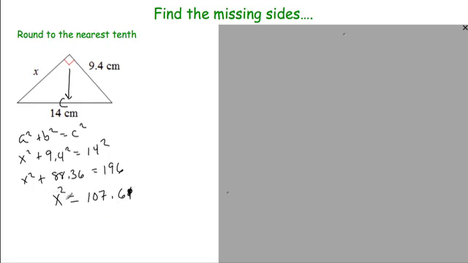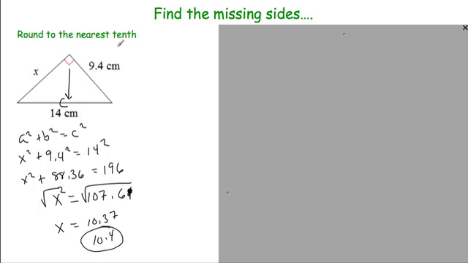If I then need to get the x by itself, I have to square root it. This time it said to round to the nearest tenth, so I'm not going to do anything fancy. I'm just going to put in my calculator, square root of 107.64, and I'm going to get 10.37. Rounded to the nearest tenth is 10.4.